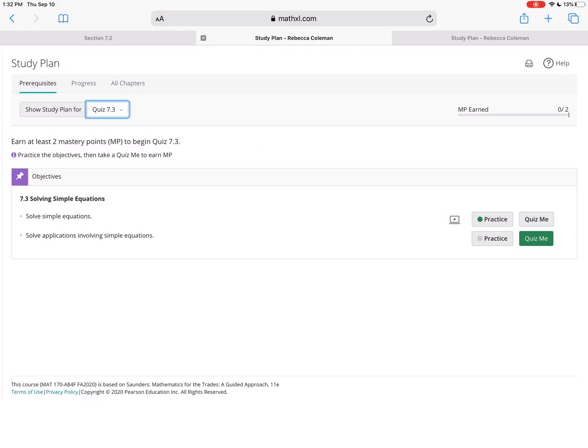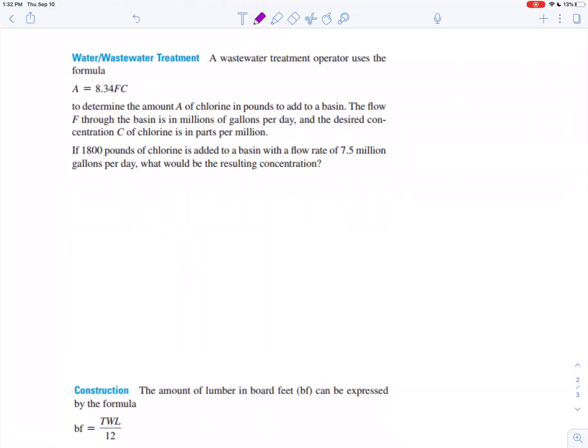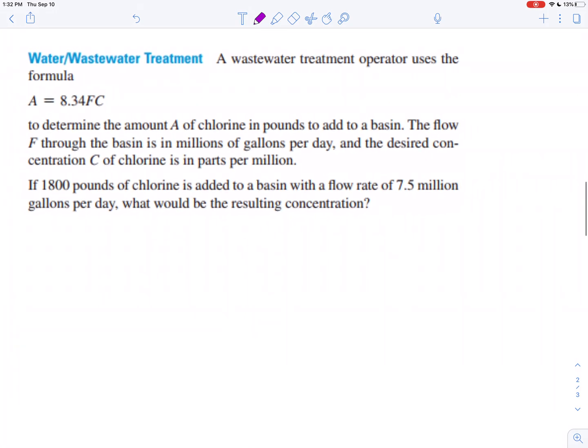All right, so we've got a couple of these in our notes. And this should give you an idea of what you're going to be doing as you work through the second objective in section 7.3. I'm given a formula in this first application problem in your notes. The formula here is used to determine the amount of chlorine in pounds to add to a basin.